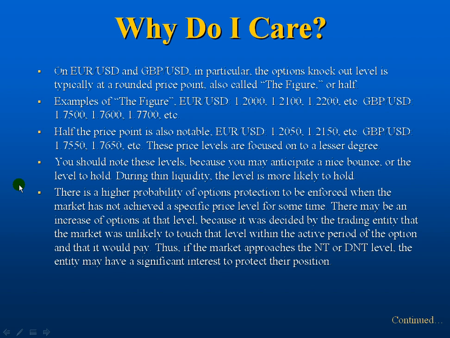Why do I care? On euro US dollar and pound dollar, those two crosses in particular, the options knockout level is typically at a rounded price point, also called the figure or half. Examples of the figure in the euro dollar would be 1.20, 1.21, 1.22, etc. While in the pound it's 1.75, 1.76, 1.77, and so on. The half ends in 50. So on the euro dollar, it would be 1.2050, 1.2150. On the pound dollar, it would be 1.7550, 1.7650, etc.